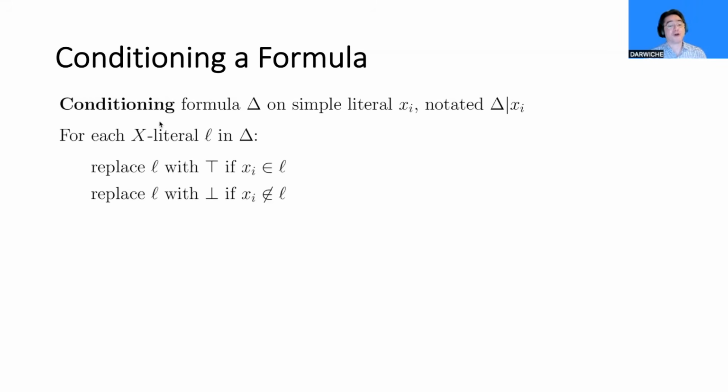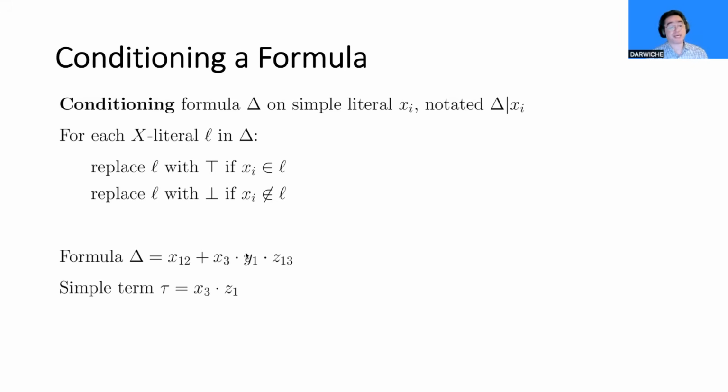I will have to go and find every X literal in this formula, every literal for that variable. Let's call it L. And I have to replace it with either true or false. So after this conditioning process, the variable X will no longer appear in the formula. Every time it occurs as a literal, that literal will be replaced by either true or false, depending on whether this state appears in that literal or not.